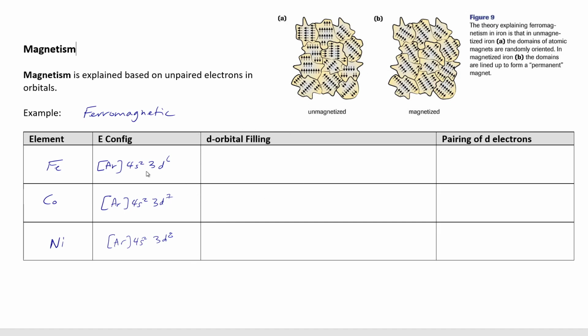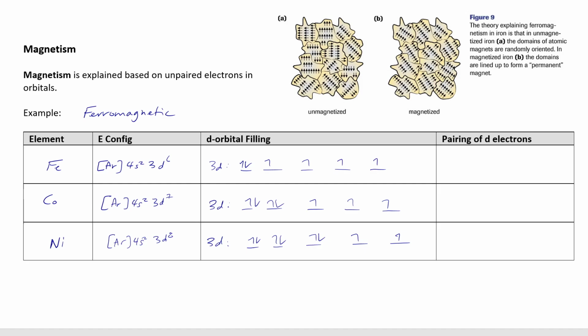Let's take a look at the d orbital filling in each of these cases. If we look at the d orbital filling here, it's 3d. We have the 5 orbitals. Remember the 5 orientations in 3D space. And we have 1, 2, 3, 4, 5, 6. The d orbital filling for cobalt is very similar. It's like this: 1, 2, 3, 4, 5, and then we double up. And then for nickel, similar as well: 1, 2, 3, 4, 5, 6, 7, 8.